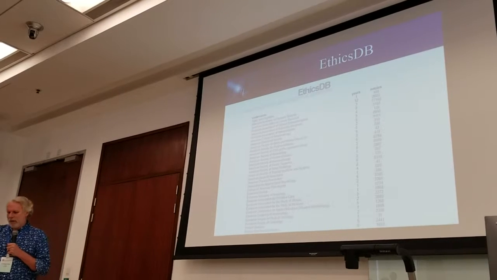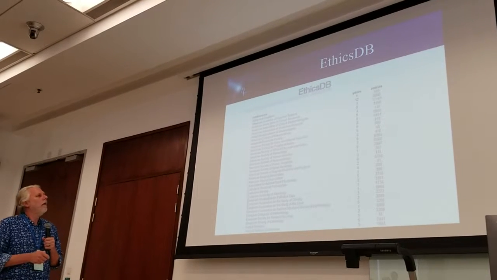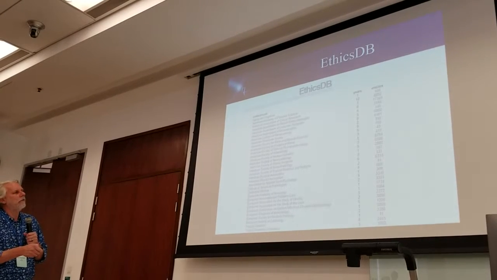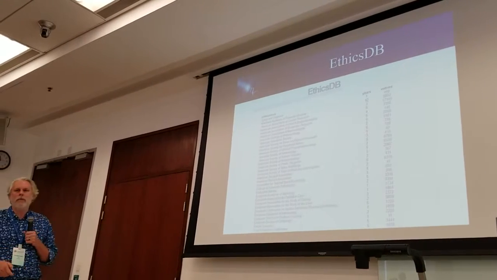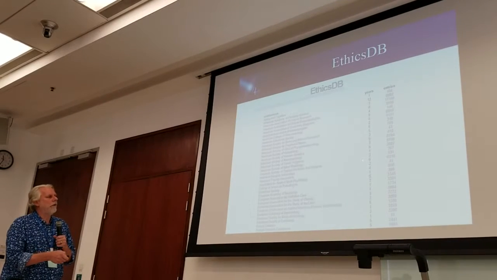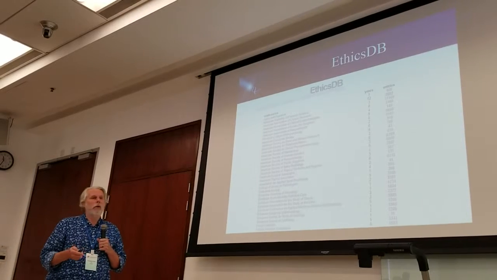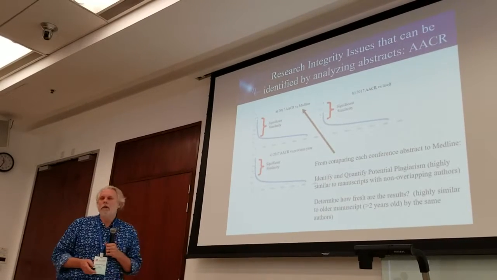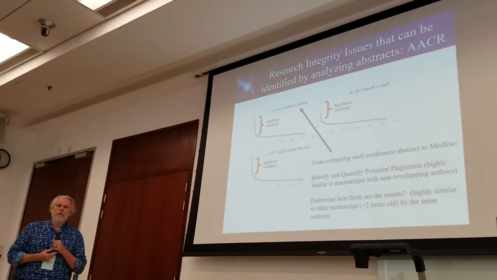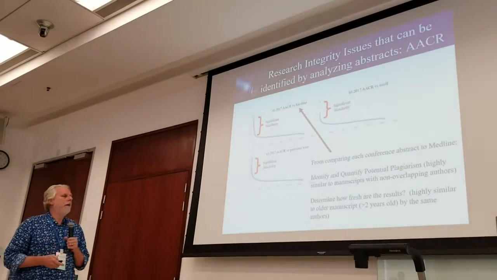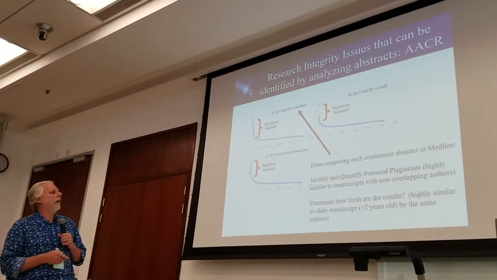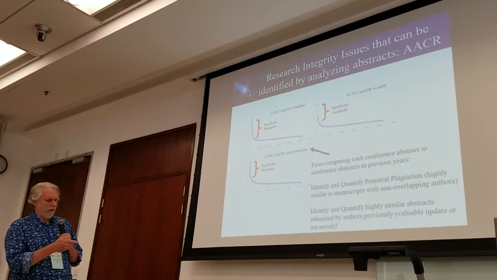I'm going to show you some of what we've learned from that so far. So in here, here's the conference. Some of the conferences have 12 years of abstracts, so we could do longitudinal studies. Many of the conferences have several years, and so I'm going to show you some of the results of that. So what can you learn once you've analyzed all these conference abstracts to find out various questionable ethical things? Well, let's see.